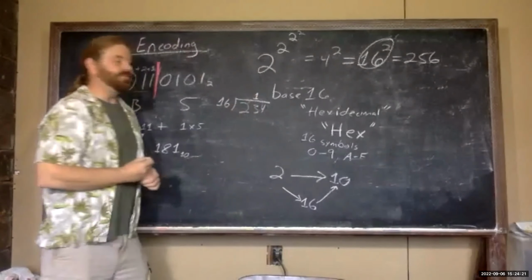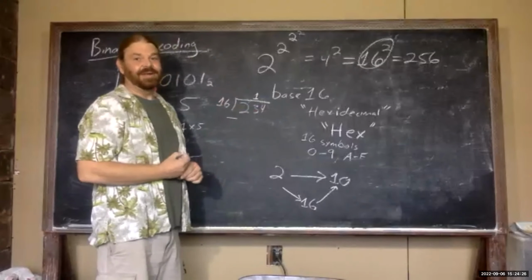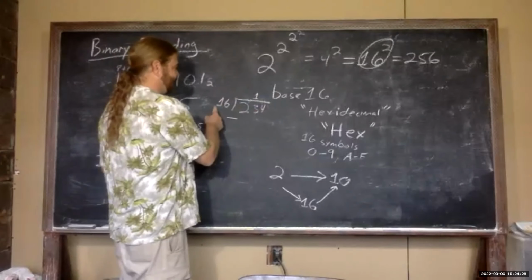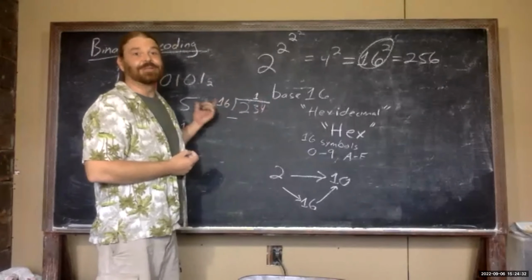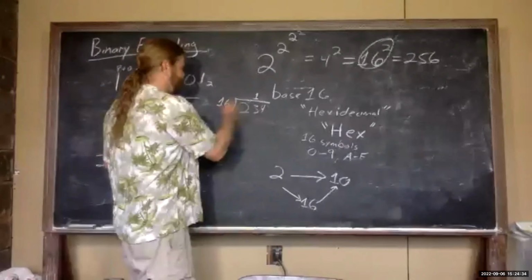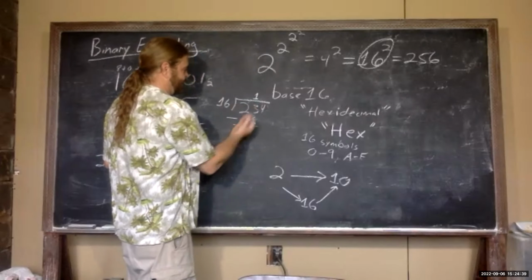You remember doing long division back in elementary school? We have calculators that do remainder division, so that'll work. But most calculators that would do the remainder division would also do the hex conversion directly for us. So we subtract 16, and we're left with what? 7.